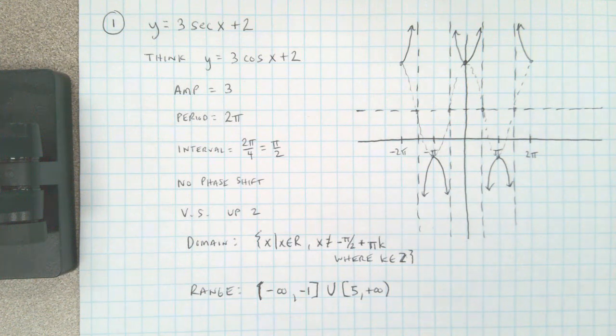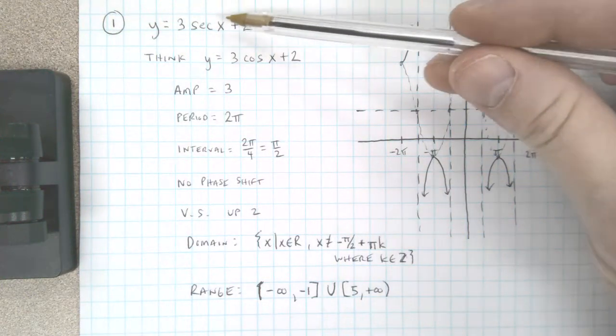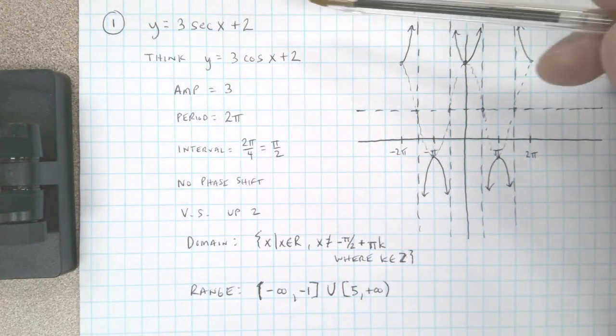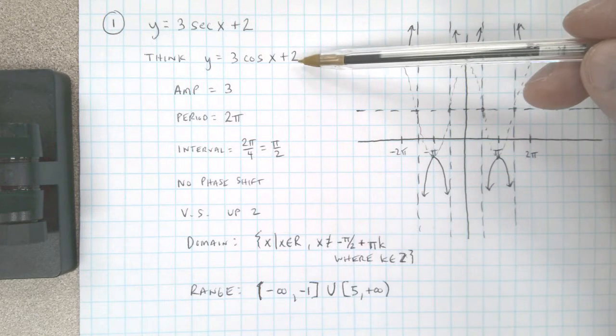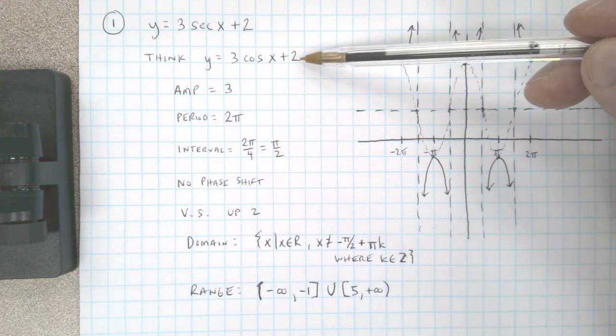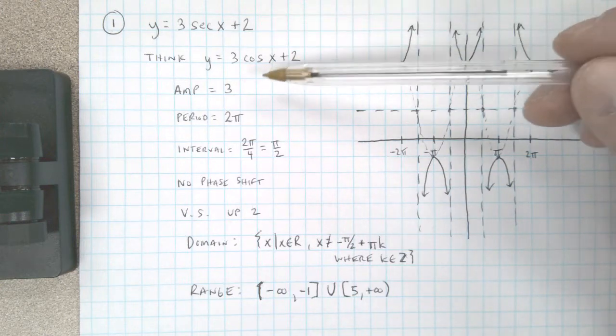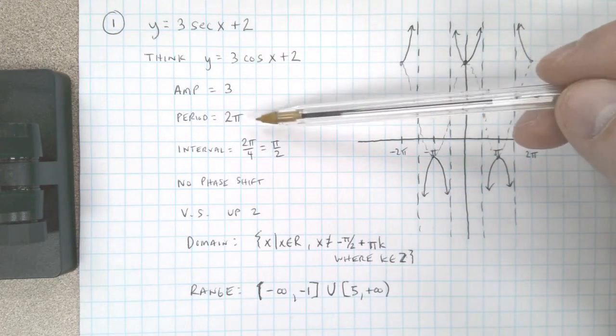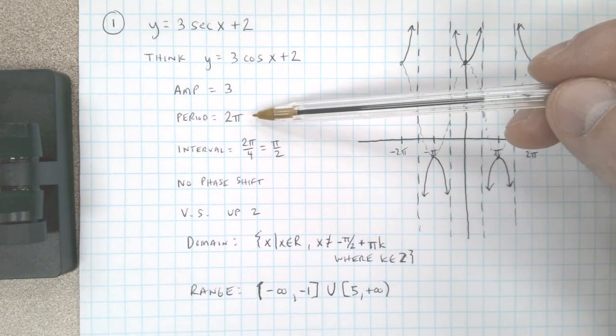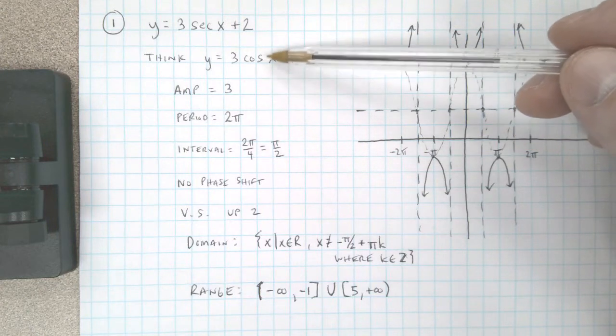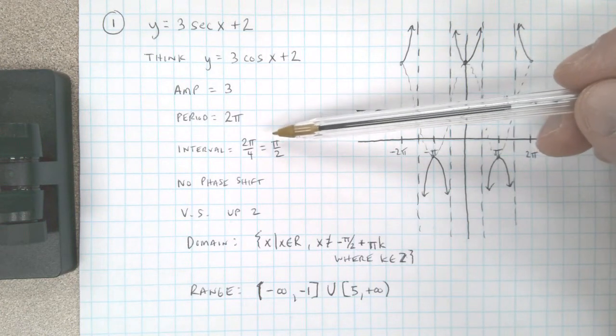Okay, let's take a look here at the answer to number one. Number one is y equals 3 secant x plus 2. Remember, on a secant graph, we want to think about graphing the cosine curve. So 3 cosine x plus 2. We're going to find the amplitude. The amplitude is 3. The period is 2 pi over b. Well, b is 1, so period is going to be 2 pi.